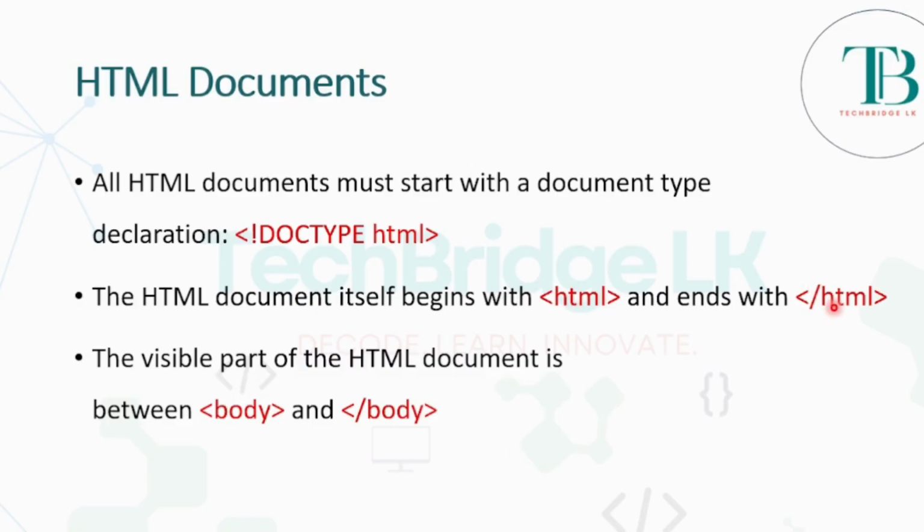At the same time, the visible part of the HTML document is the body. Whatever content you add to the body will be displayed in the output of the HTML. So we need to consider these three points. First is the declaration: we use doctype HTML. The HTML document will start with HTML and end with close HTML. And the body is the only visible part of the HTML document.